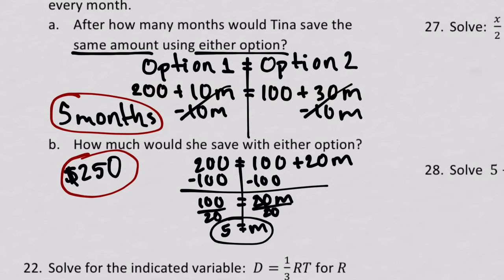If you don't believe that, you can test the other one too. Look, on this side, if I plug in 5, 30 times m, that's 150, plus 100, 250. Both of them would save her $250.